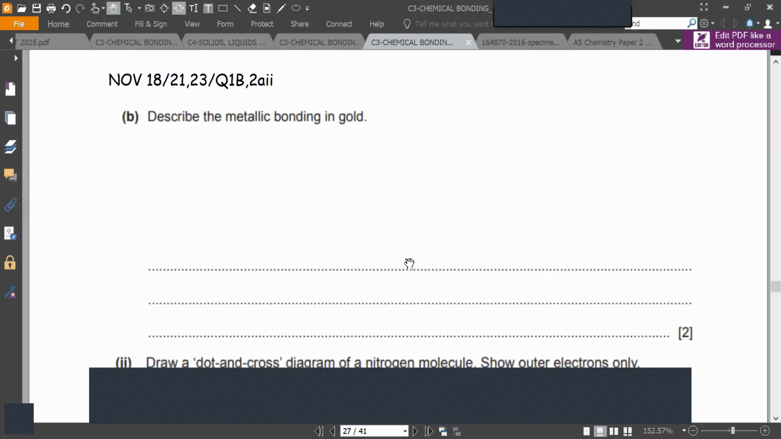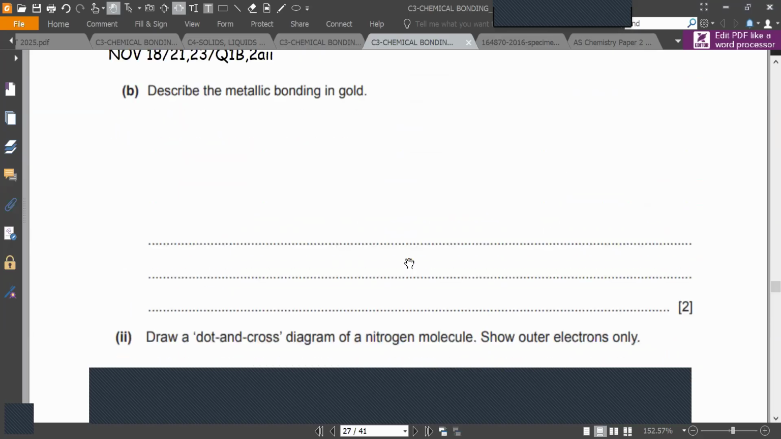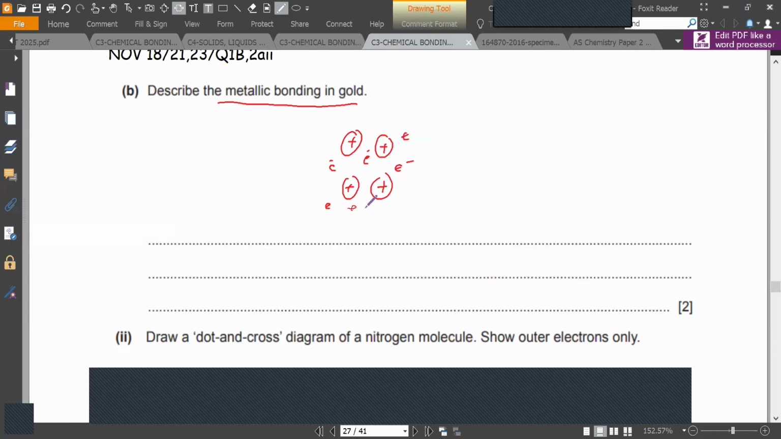Next one. Describe the metallic bonding in gold. Can you see? It starts to repeat again. So we just draw the metallic bonding and then the delocalized electrons. Just like that.